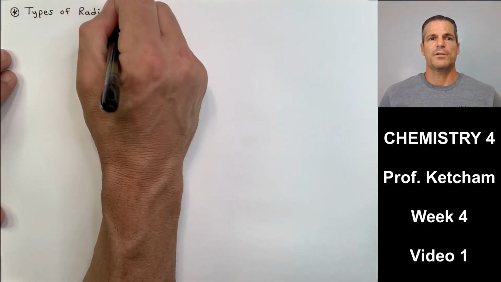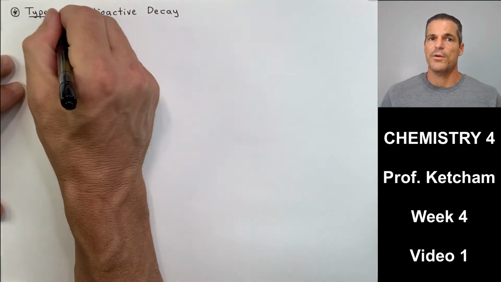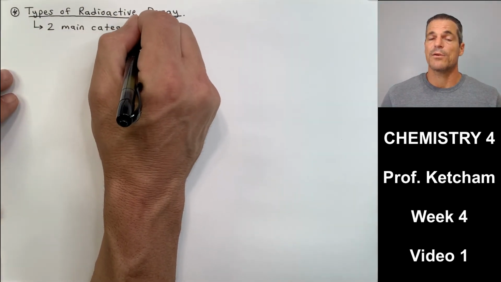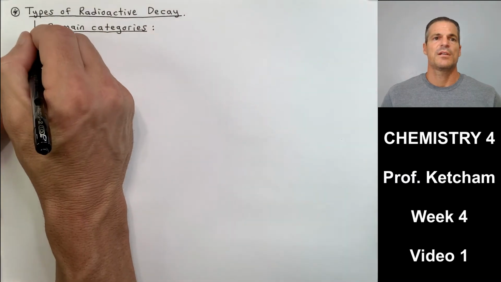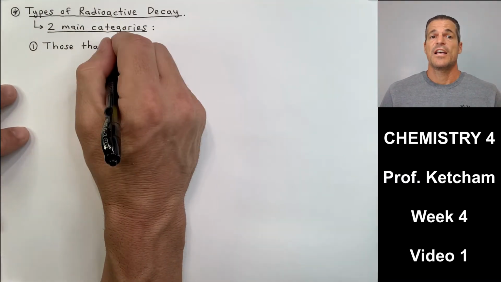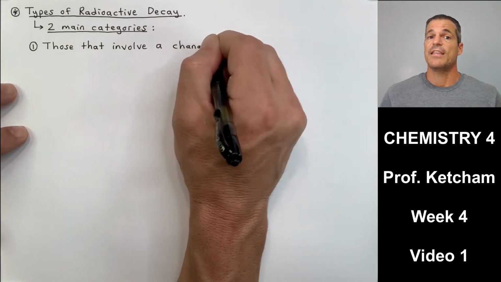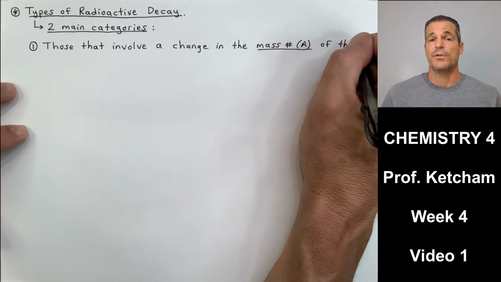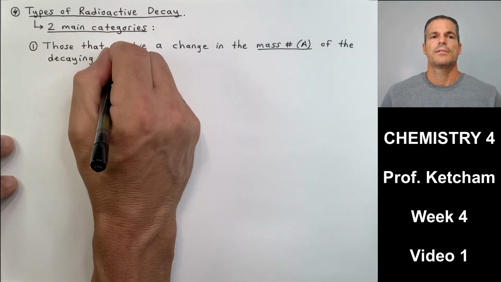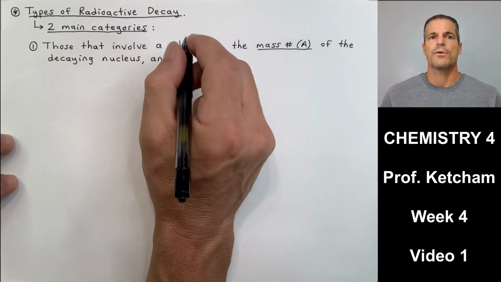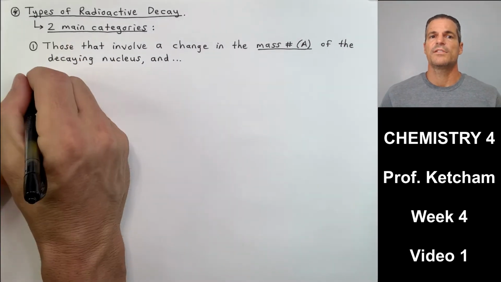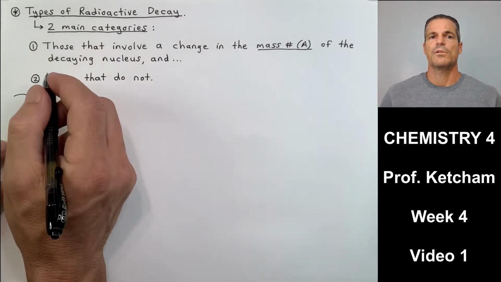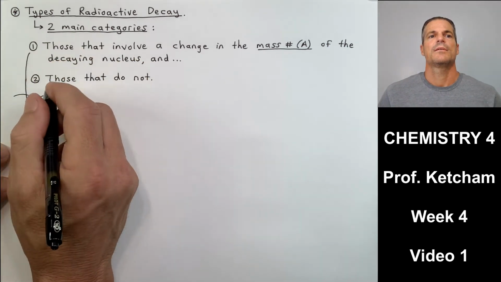Next page of our notes, at the top, we're going to talk about different types of radioactive decay. There's a whole bunch; we won't go into all of them for this course. There are two main categories. The first category is those types of radioactive decay that involve a change in the mass number A of the decaying nucleus, and that decaying nucleus would be your one reactant. The second category is those that do not.